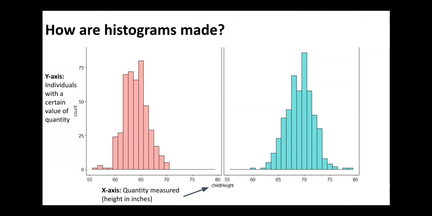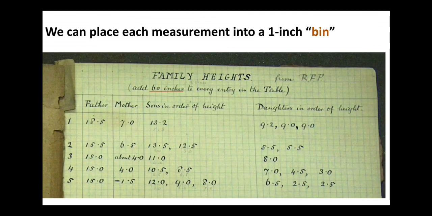So let's get a little bit more specific about exactly how histograms are made. Let's look at the raw data. What we can do is place each measurement into what we'll call a bin, and we'll use 1-inch bins, which work well for this data set. First, we'll make a 73-inch bin. Recall that Galton requires us to add 60 inches to each one of the measurements he listed.